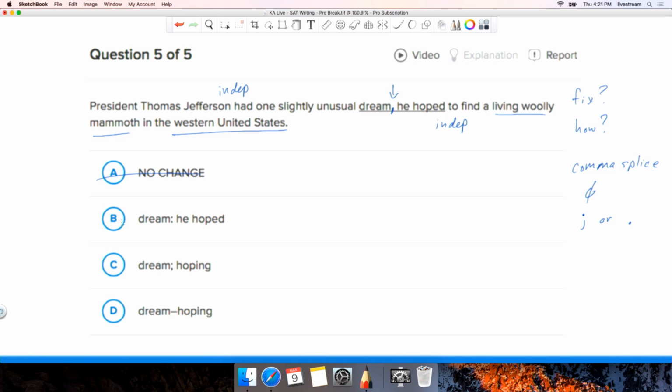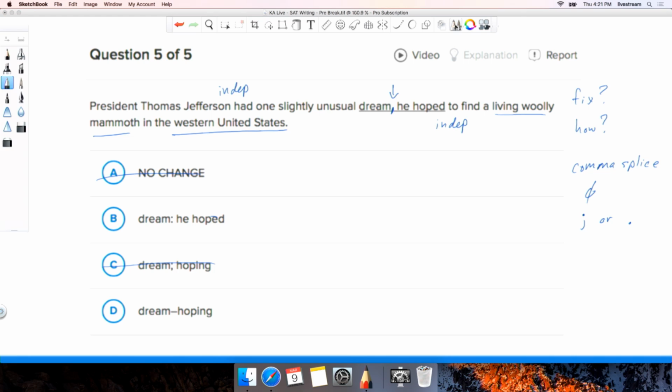We know there's an error, so colon, no, that does not separate two independent clauses. Dream, hoping to find, nope. Hoping to find, had one slightly unusual dream. He hoped to find. So then that one is out. And let me see here. Had one slightly unusual dream. This should be a semicolon. Actually, this one looks like it is our winner here.